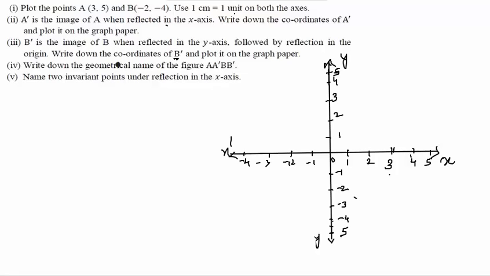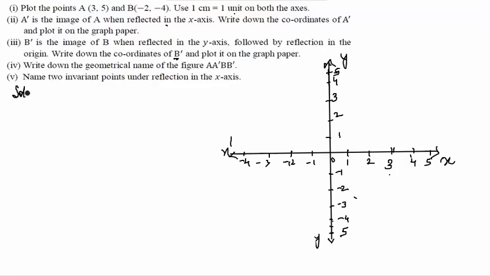Third, B dash is the image of B when reflected in the y-axis followed by the reflection in the origin. So B dash is the ultimate reflection. Write down the coordinates of B dash and plot it on the graph paper. Fourth, write down the geometrical name of the figure A dash, B dash, and last, name two invariant points under the reflection in y-axis.